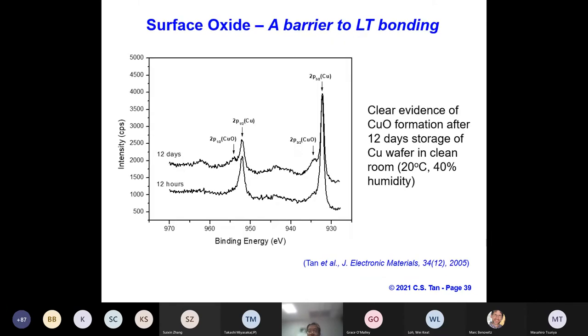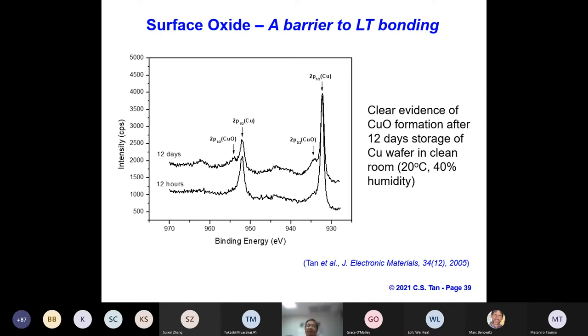Okay, now I would like to start by presenting this plot to you. Basically, to explain to you what are the biggest concerns in copper to copper wafer bonding, right? If you do not do anything to the copper, then copper is prone to oxidation, even in the clean room environment. We are talking about 20 degrees C, 40% humidity, right? The surface oxide is going to form.